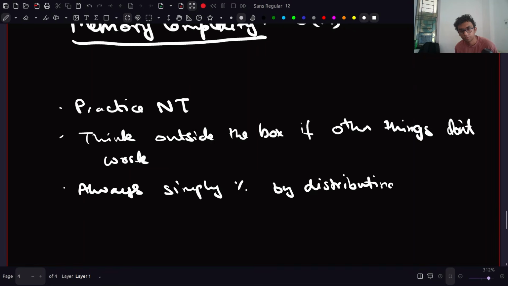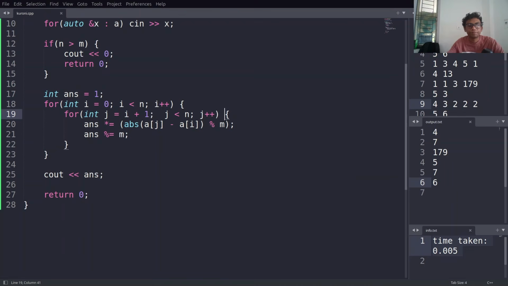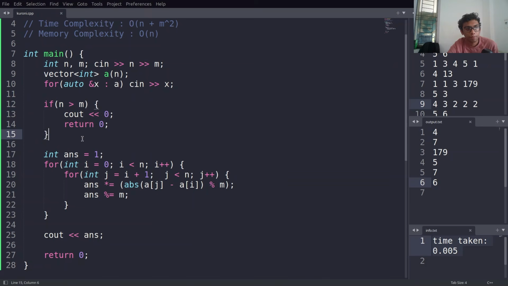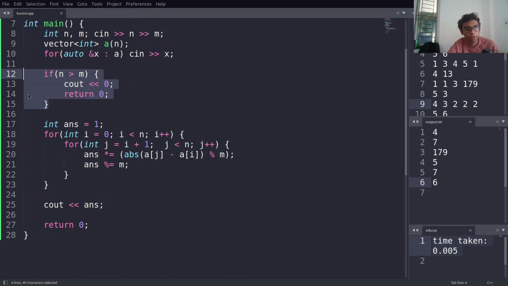Okay, let's have a look at the code. The time complexity is big O of n plus m squared, because obviously we have to read the n values. So we take in n and m, we take in our vector a. If n is greater than m, we can simply output 0 and return. There are no multiple test cases, so that's why we're just directly returning from the program.